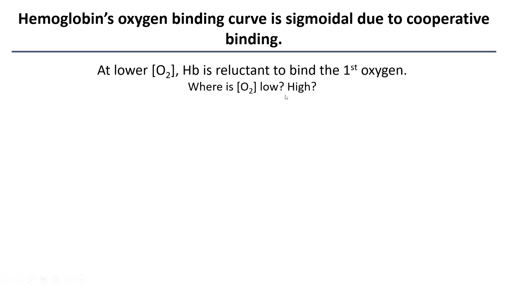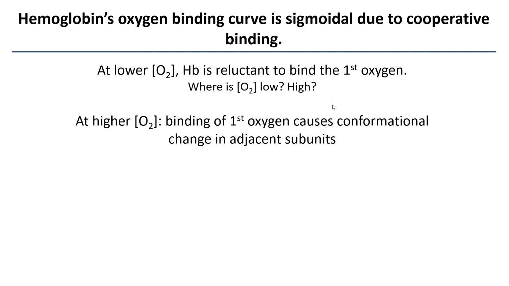Where is oxygen high? It's very high in the lungs. And so when hemoglobin is present in the lungs, it's much easier to bind that first oxygen, which is exactly what you want to happen. You want hemoglobin to bind oxygen in the lungs and then move it to other areas of the body.